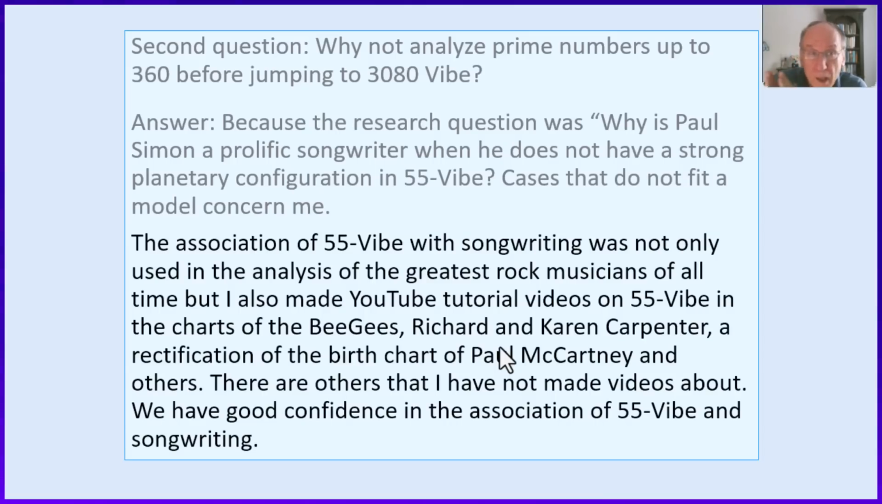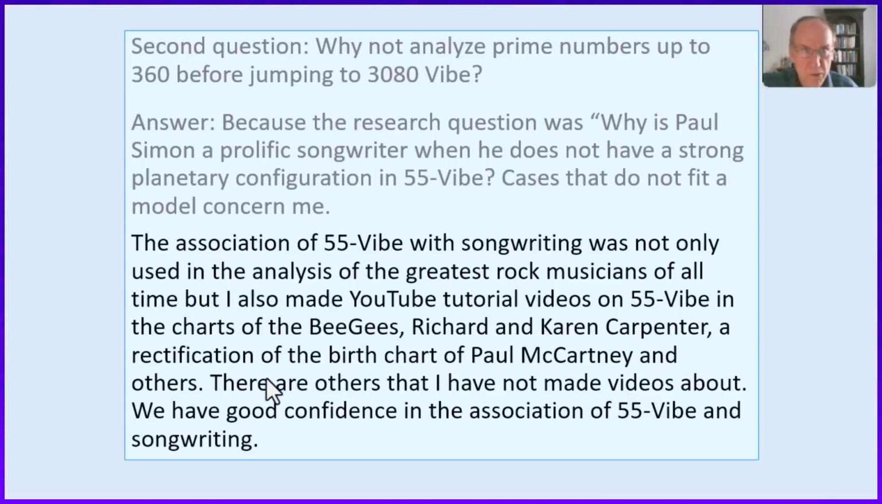And also, I want to mention this. It was not just that research on the greatest rock and roll musicians. I applied that idea to other songwriters when I got their birth information, which was not part of the original study, but I noticed that I had the birth information for all 4 members of the Bee Gees. And those guys wrote tons of songs. What did I see in the Bee Gees and in their synastry? 55 vibe. It gives you chills at this. You apply what you learn from the research, and it works so beautifully.